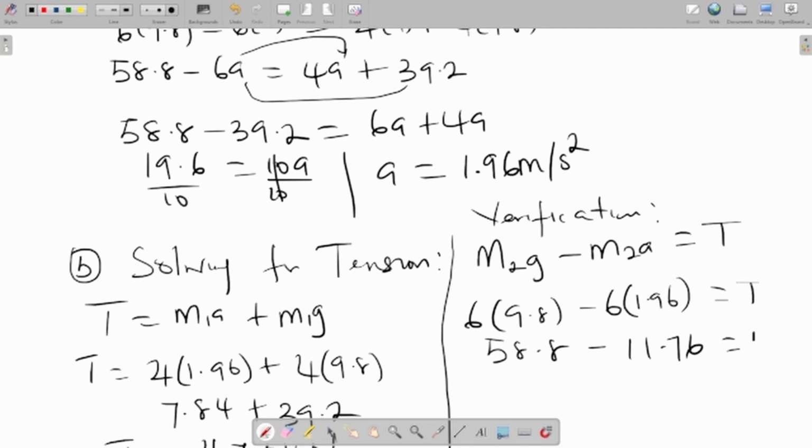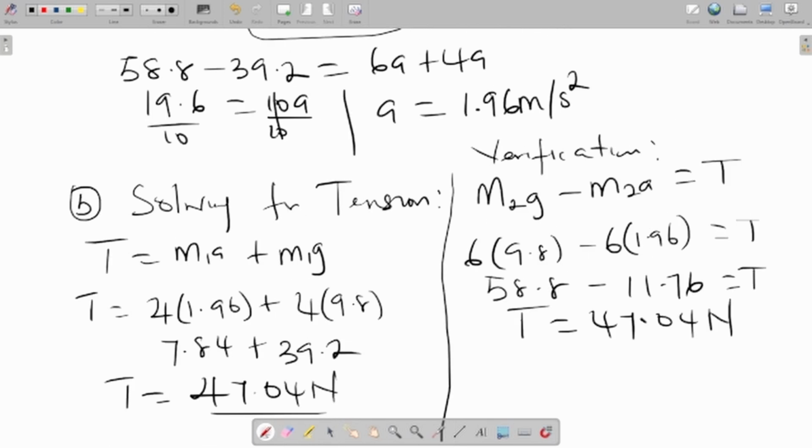11.76 is equal to our tension. So let's subtract them rather. 58.8 minus 11.76 is equal to 47.04. So we have that our tension is equal to 47.04 newtons. So you've seen we got 47.04 here. We also got 47.04 here, which means that our solution is correct.